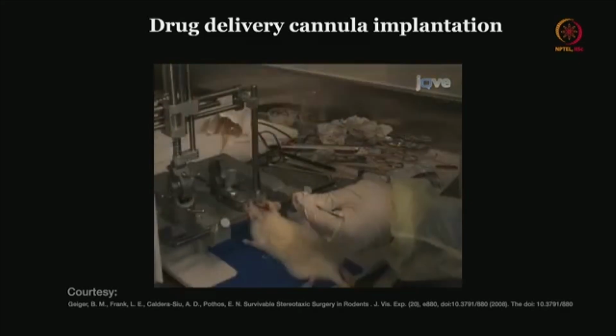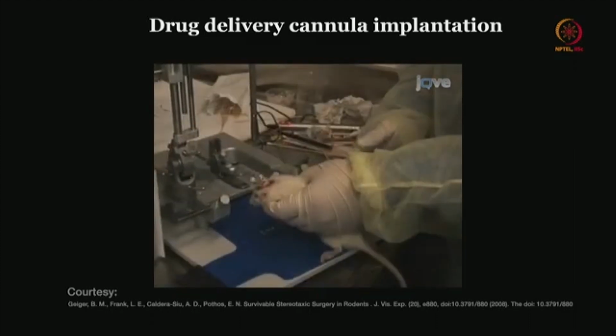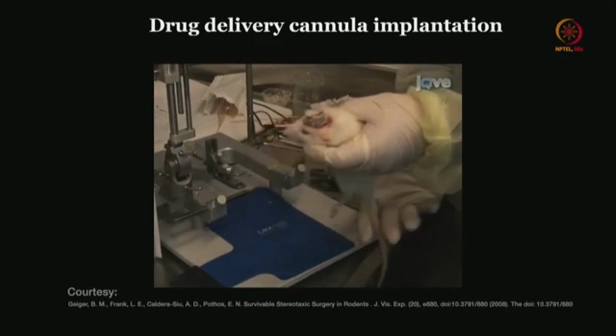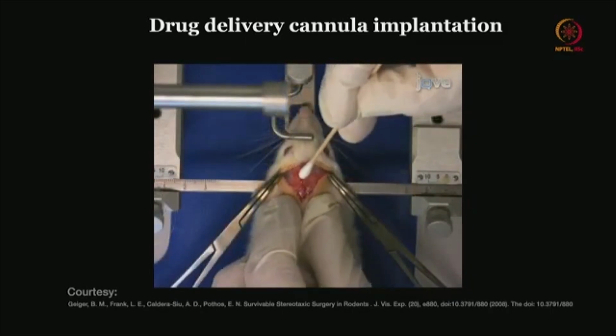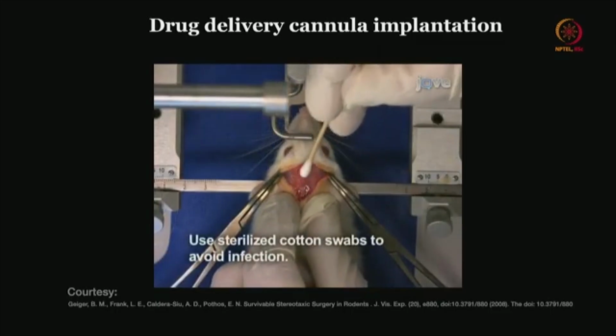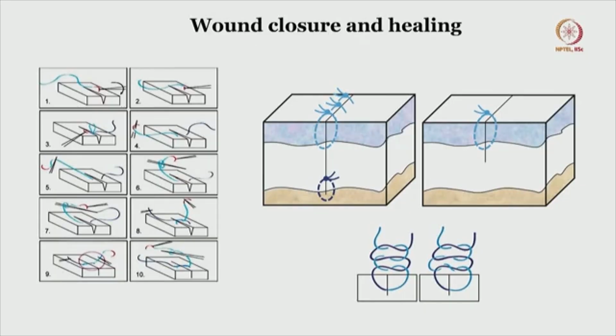Once that is done, you dismount it and dismantle it from the adapter and then allow the rat to recover, and you can even add an additional tissue glue. Alright. So that is about the drug delivery cannula implantation. So that completes our stereotactic surgeries.